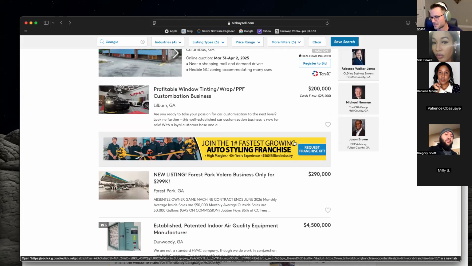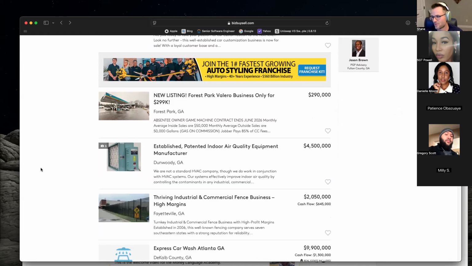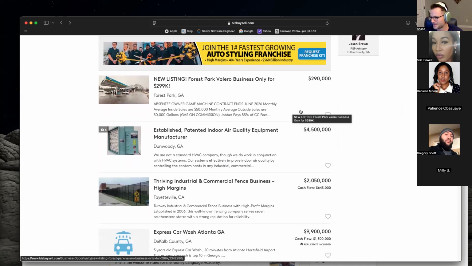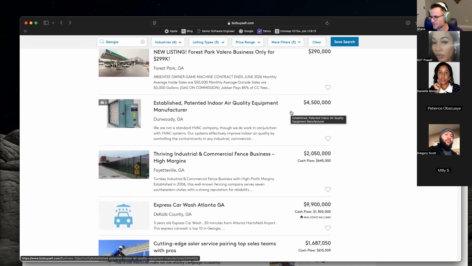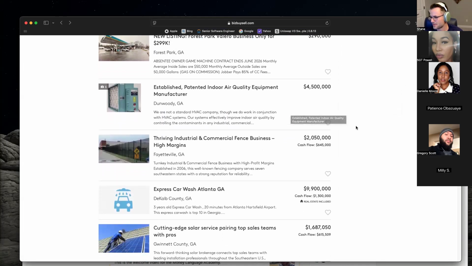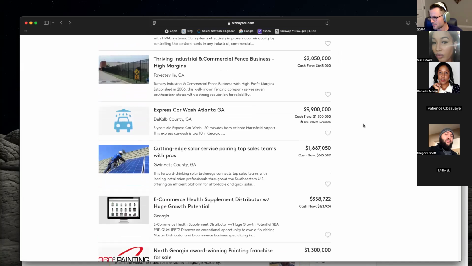Window tinting. This is what I mean by knowing when a business is not even close to being worth it, right here. You can see the cash flow is $25,000 and they want 200,000 for it. No freaking way. Commercial fence business. That one's pretty close, but that is a big business. Let's keep looking.